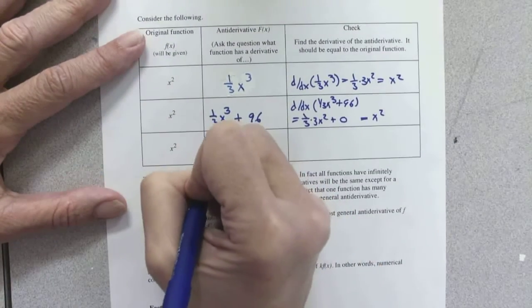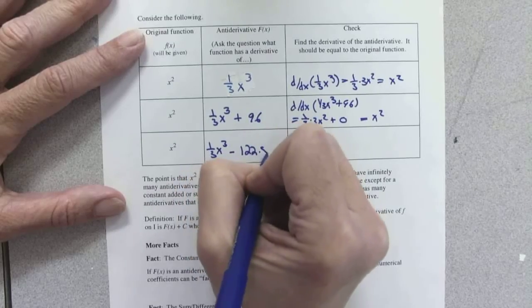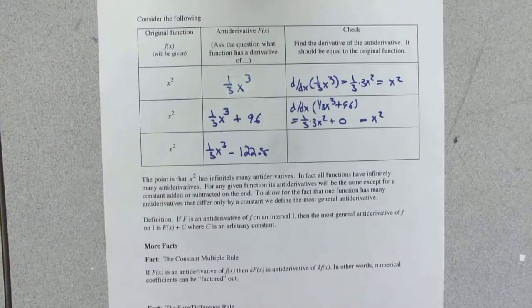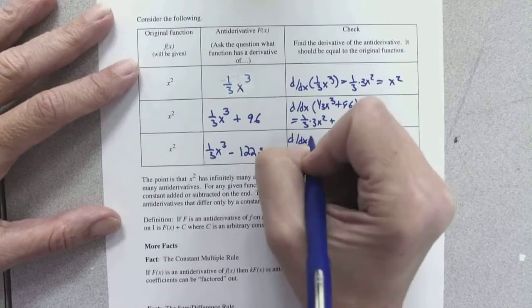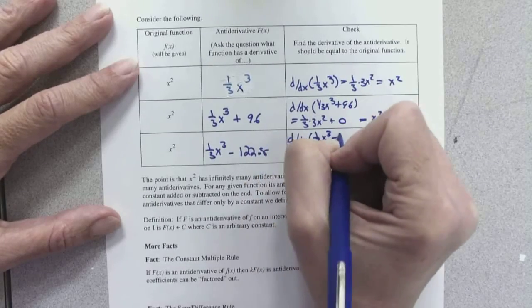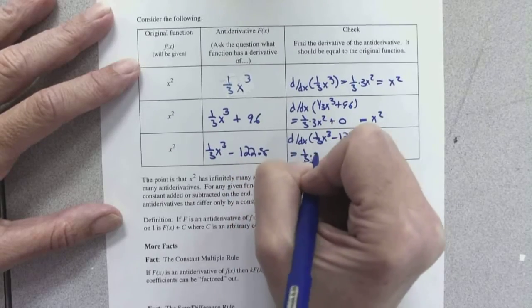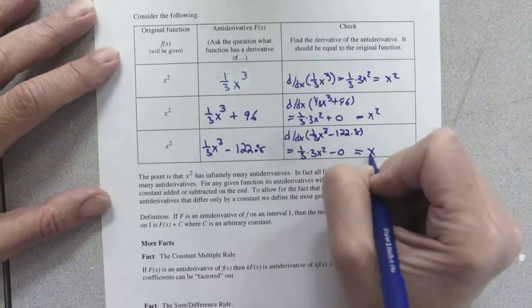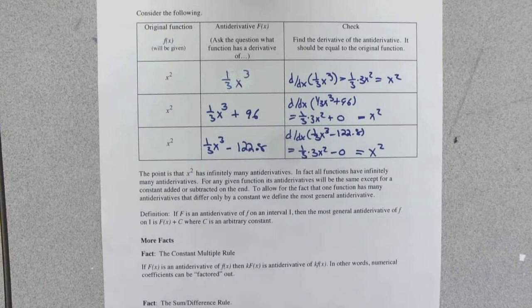And I could do this again, and I could say 1/3 x cubed minus 122.8. And again, nothing special about the 122.8. It's just what came in my head. But notice that checks too. When I check by differentiation, that constant on the end, its derivative is 0, and so I get back to x squared. And I literally could do this forever, except I would die at some point.